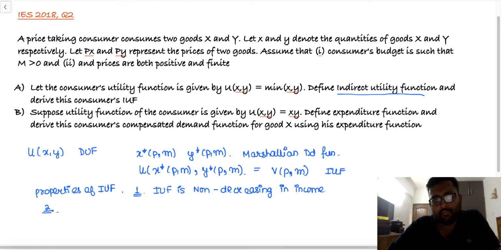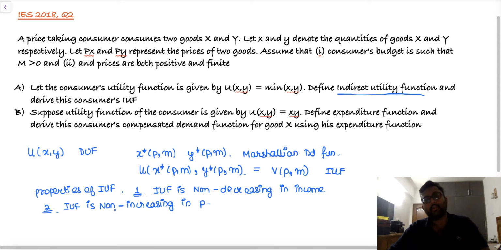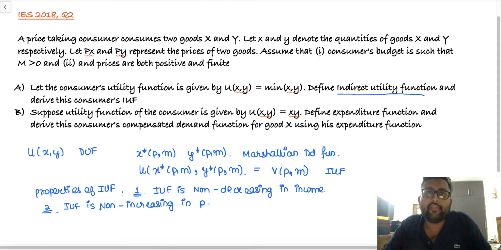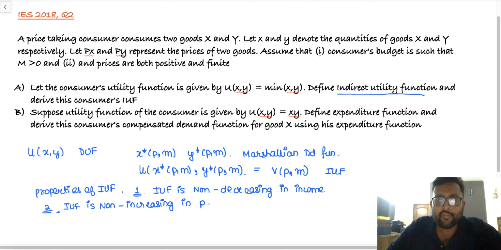Second, when prices increase, what do you think should happen? What should happen to your utility? It should fall. So when prices increase, the indirect utility function should fall. So you should say it is decreasing or non-increasing in prices. So when prices increase, at least your utility will not increase, that is for sure, right? Maybe it won't change, but it will not increase. I'm just stating these properties, I'm not proving them right now.